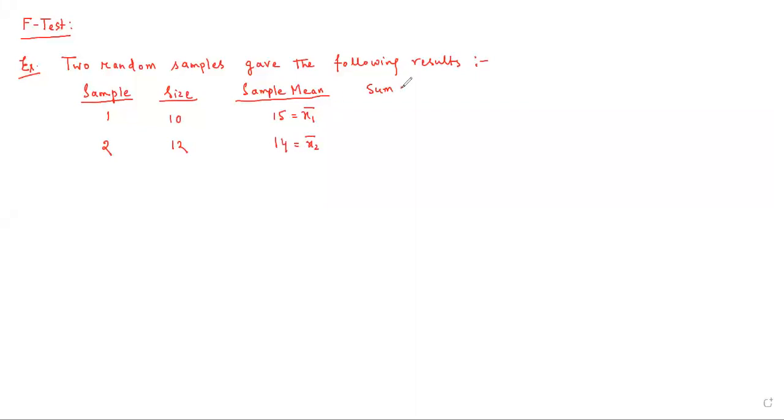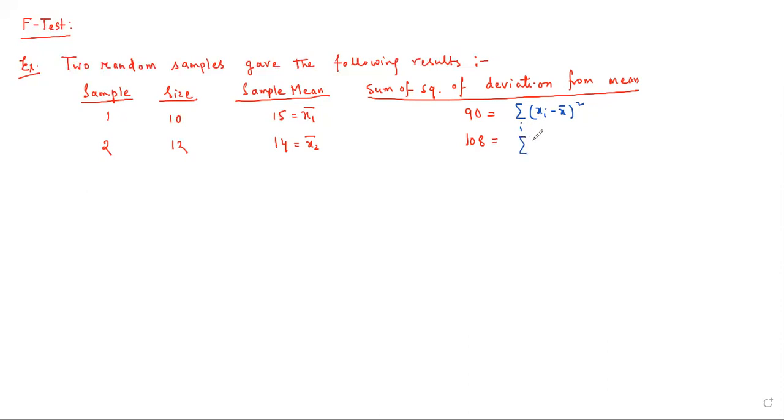and the sum of the squares of the deviation from the mean is given as 90, which is not S1 square, remember, and the second one is 108. So what is this quantity? It is summation xi minus x bar whole square, given here for the first sample, and for the second sample, the quantity is summation yj minus y bar whole square.